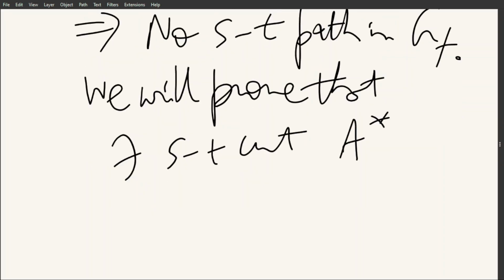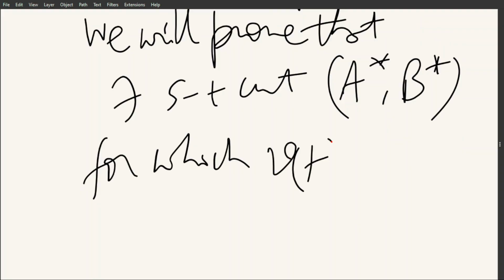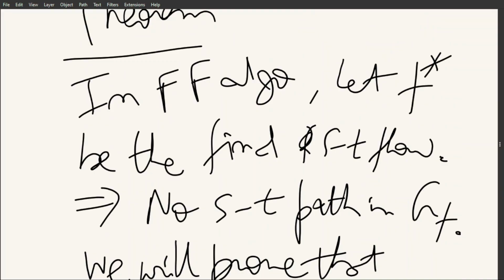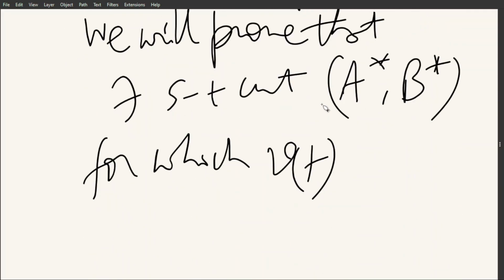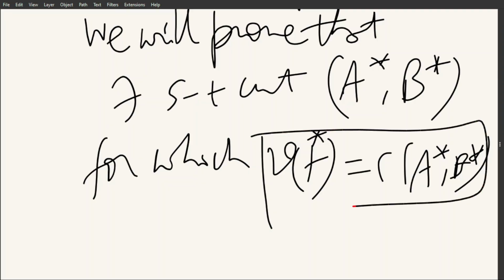Call it A star, B star, for which the value of the flow is the same as... so better we call it F star, according to our earlier notation. Call this F star. Value of the flow is the capacity of A star, B star. So we just will prove that the value of the flow is the same as the capacity of the cut.